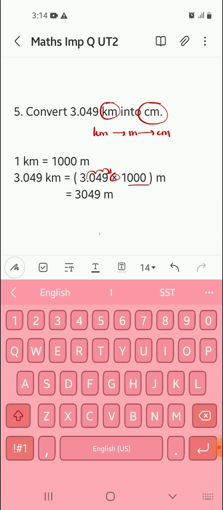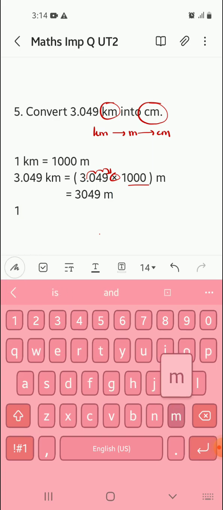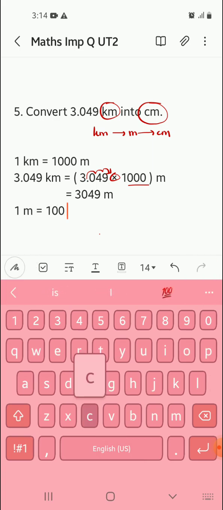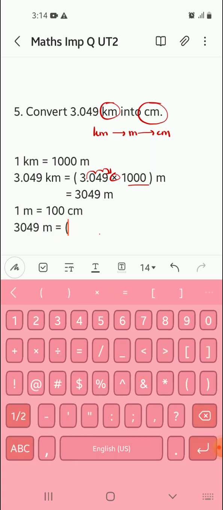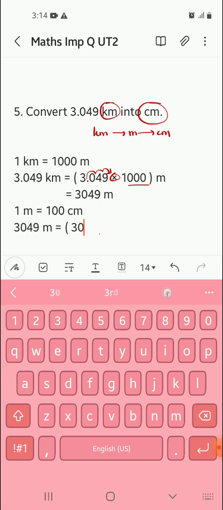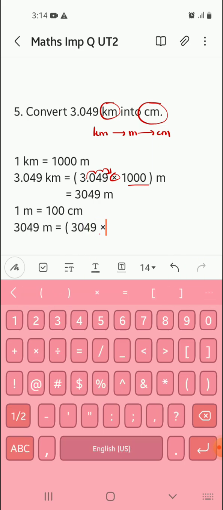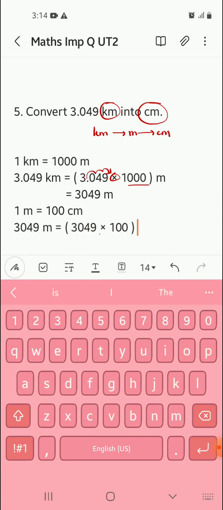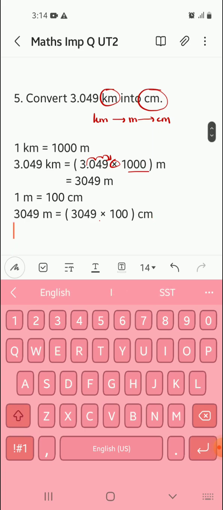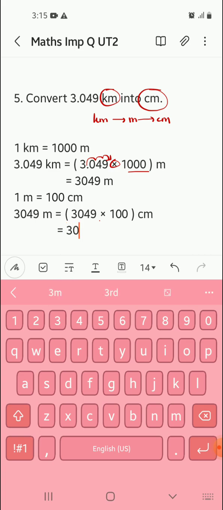The last step is converting it into centimeter. So we know 1 meter is equal to 100 centimeter. So therefore 3049 meter will be equal to 3049 into 100 centimeter. Okay, so simply we have to insert zeros here if we multiply, and 304900 centimeter becomes my answer. That is it.